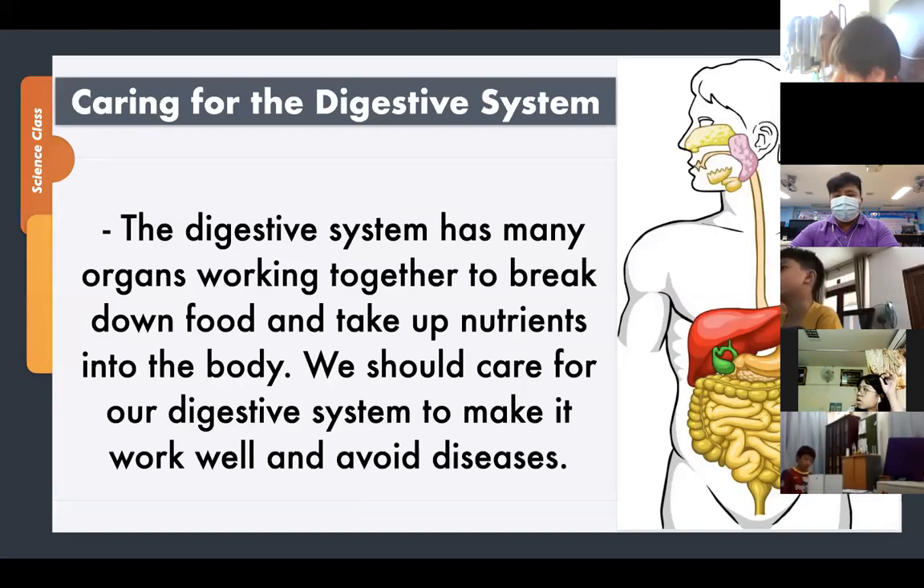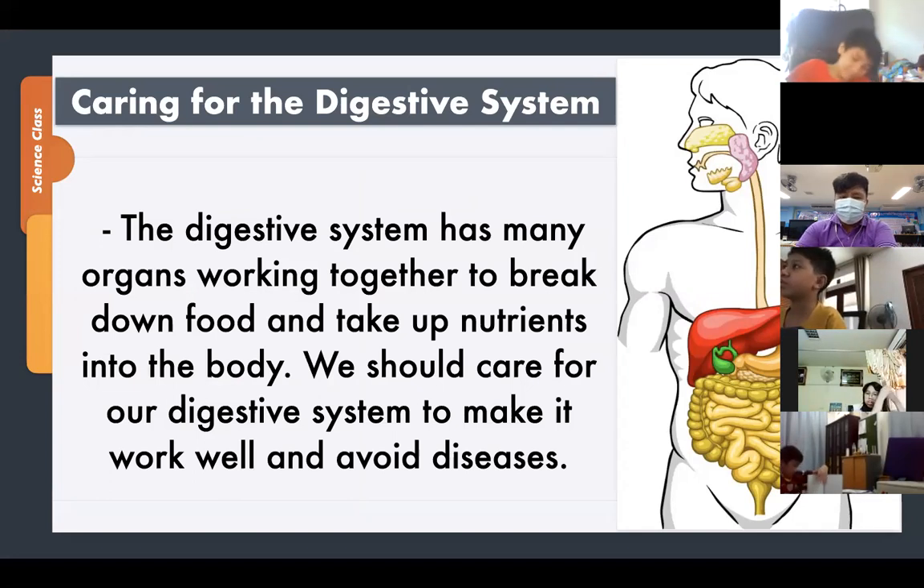How do you care for the digestive system? What are the proper things that you should be doing? The digestive system has many organs working together to break down food and take up nutrients into the body. We should care for our digestive system to make it work well and avoid diseases. I have some examples of diseases that affect the digestive system.